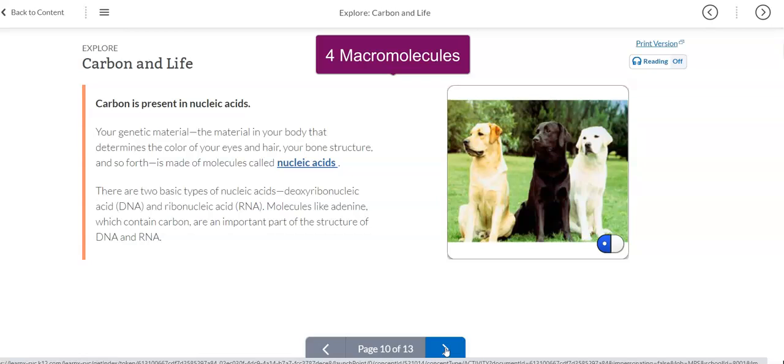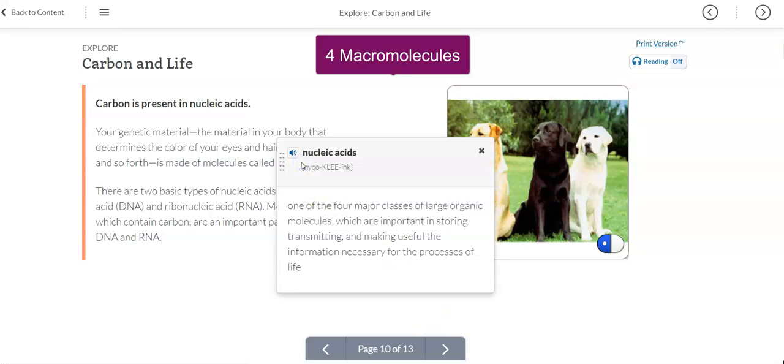Finally, carbon is present in nucleic acids. Your genetic material, the material in your body that determines the color of your eyes and hair, your bone structure, and so forth, is made of molecules called nucleic acids. Nucleic acids are one of the 4 major classes of large organic molecules, which are important in storing, transmitting, and making useful the information necessary for the processes of life.